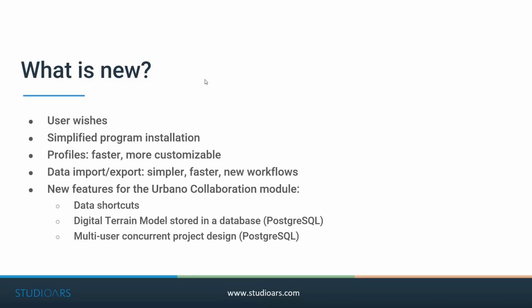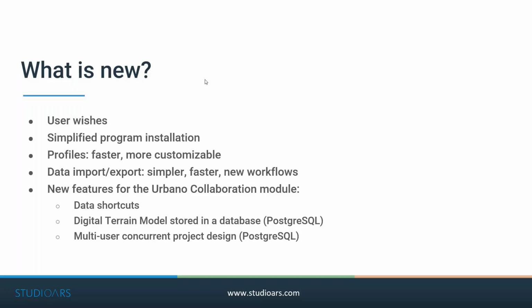And we also have an additional module called Urbano Collaboration. This is an add-on that you can buy for Canalis or Hydra or Ultimate. It doesn't matter. It works with everything. And this collaboration module is, of course, aimed at teams when they are collaborating on a project. And we have done some very important additions to this collaboration module.